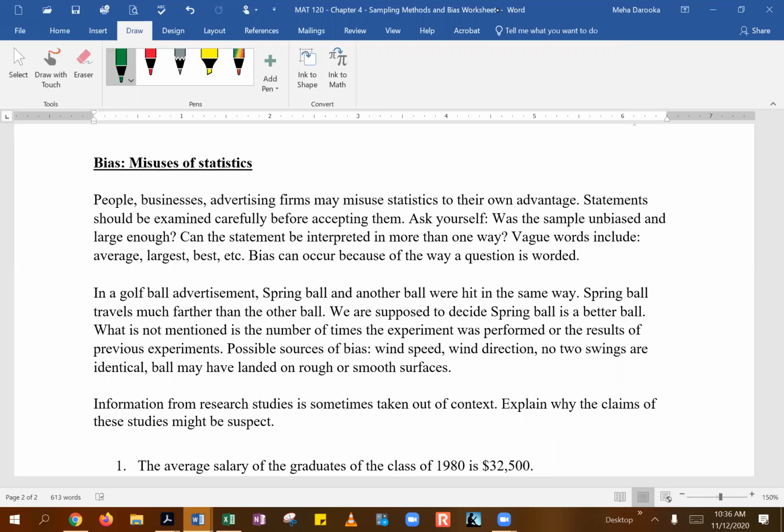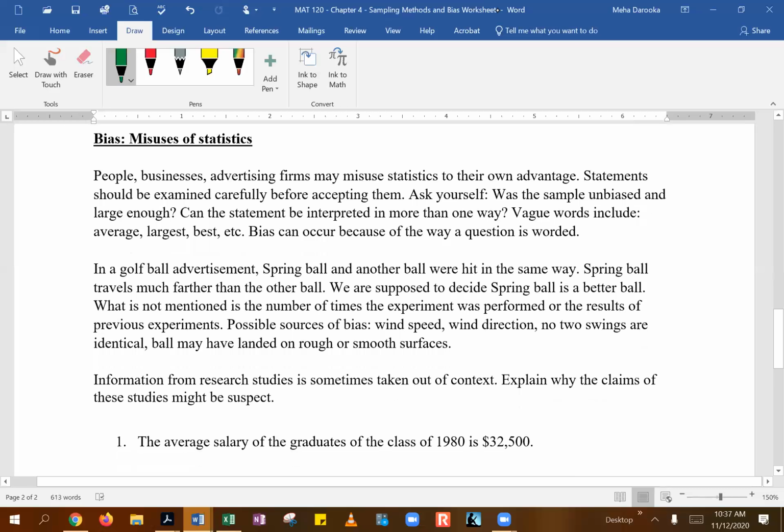So we're talking about people, businesses, advertising firms may misuse statistics to their own advantage. So statements should be examined carefully. Ask yourself, was the sample unbiased? Was the sample large enough? And we talked about that margin of error last time, where sometimes if you have a smaller sample size, your margin of error can be large. So to make your margin of error small, we need to go for a large sample size.